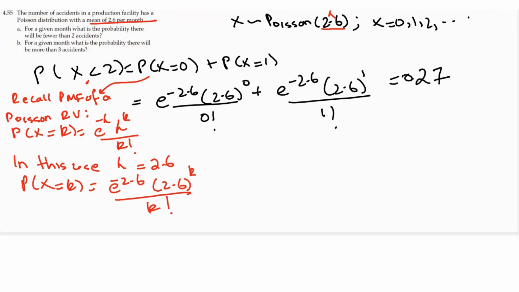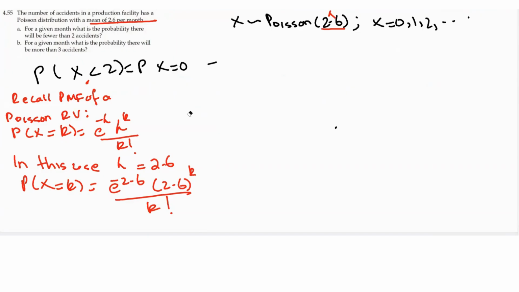Okay, let's do the next part, part B. I'm not going to delete this. We will need this, so let's keep this part. Part B: for a given month, what is the probability there will be more than 3 accidents? Probability x is greater than 3. So this is what we want to find, right? Probability x is greater than 3.